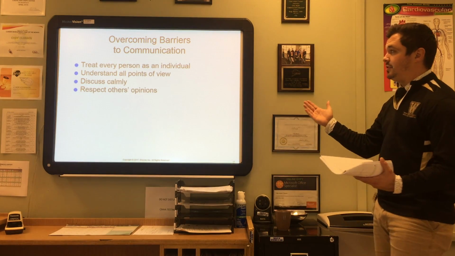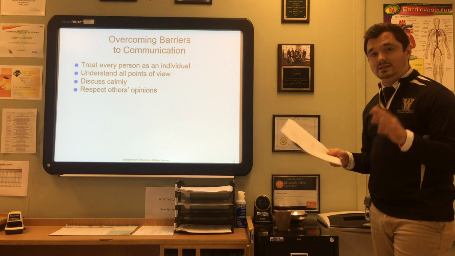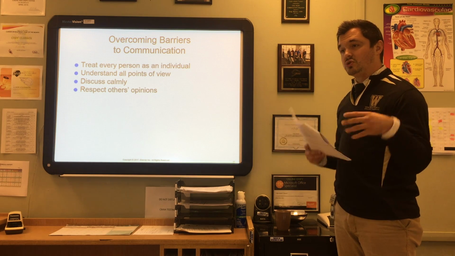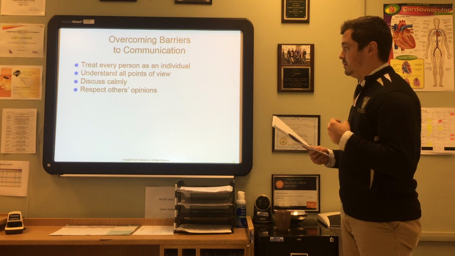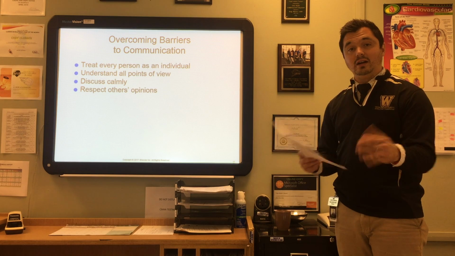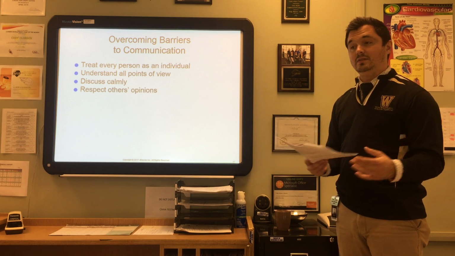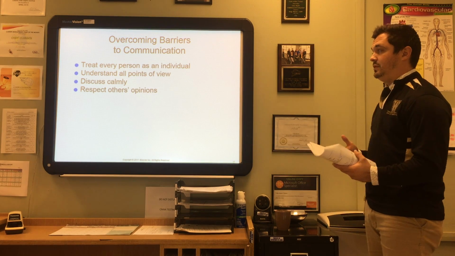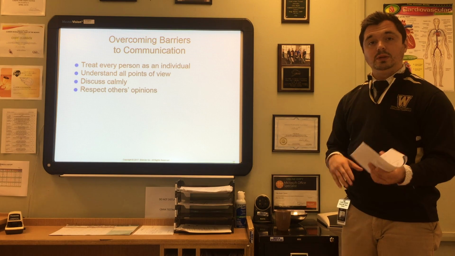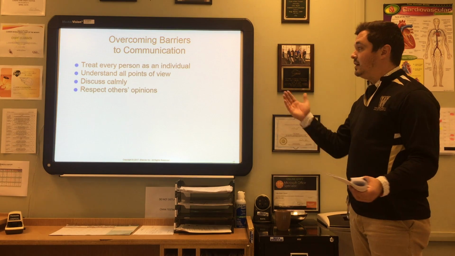So, overcoming barriers to communication. These are the steps that you need to take. Treat every person as an individual. Okay? It's patient-centered care. Every patient is different. You need to treat them as individuals. Understand all points of view. Okay? You might have your opinions, but you need to set your opinions aside and not be biased, and understand all points of view.